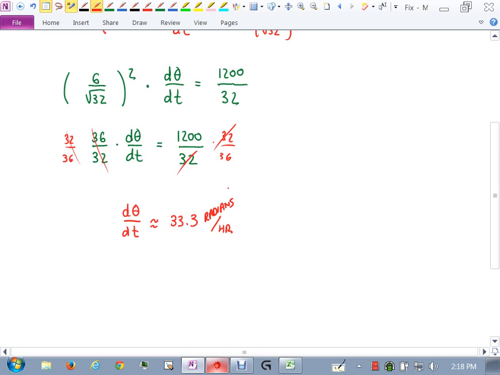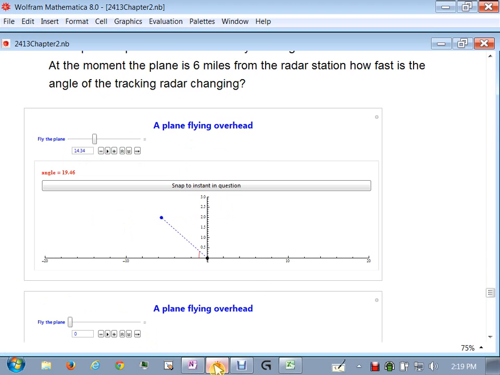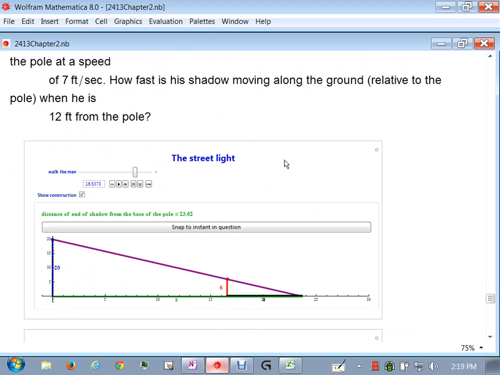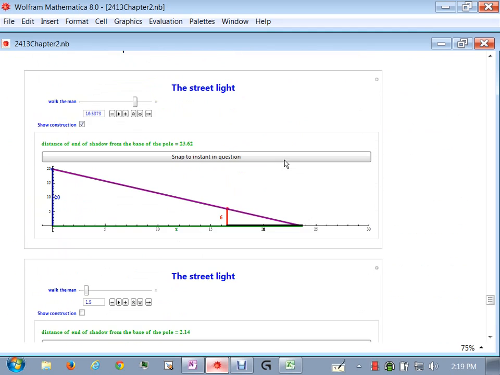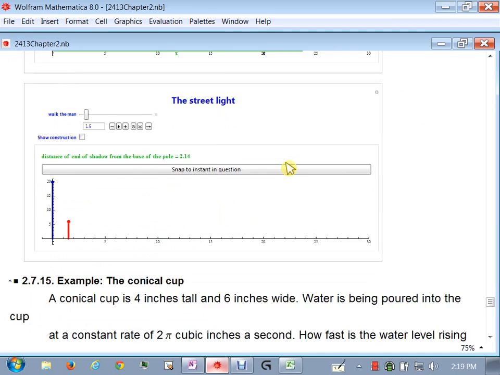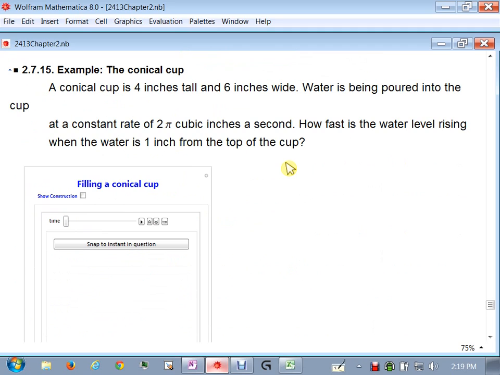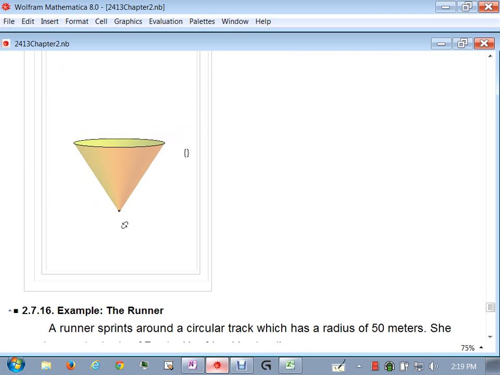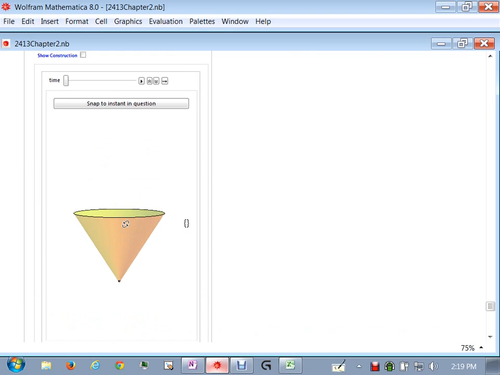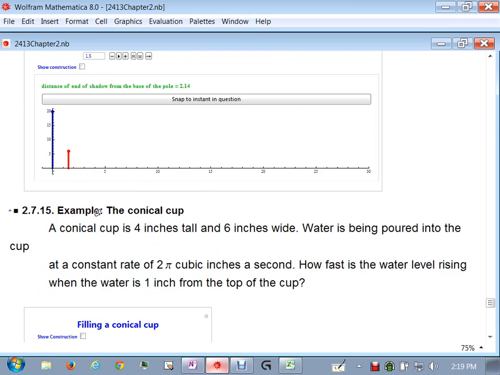All right, it's 2:20. We've done 2 problems. Street light, and then we have the conical cup. Pardon? It's a water. What? It's a beer bong? That's what everyone seems to associate with that better. I don't know why. So what do you want to do?